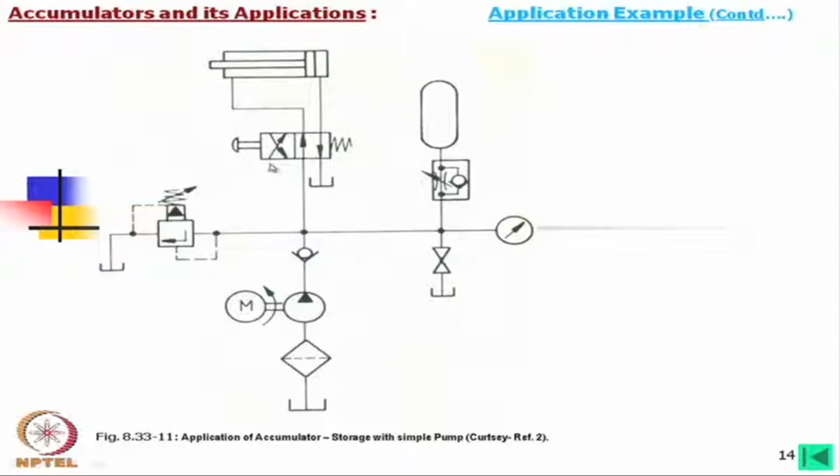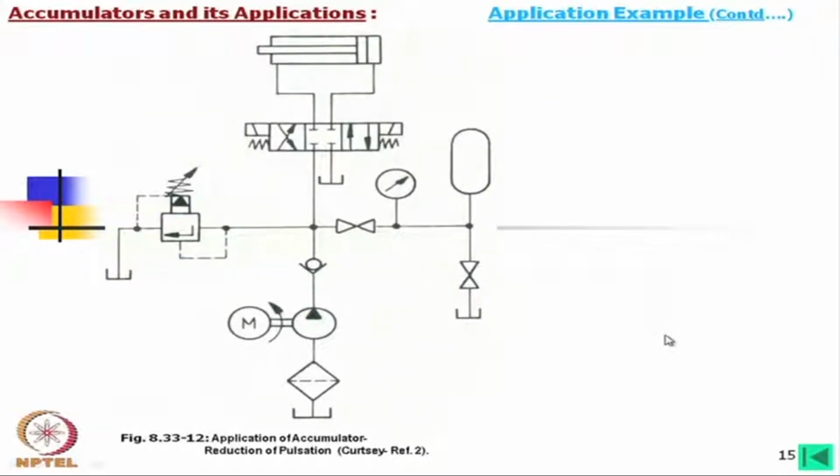Now, next, when this is coming to this position, then oil will go to this side, okay, and oil from here will come back to the system. Again in that condition also the accumulator may be charged according to the requirements here.